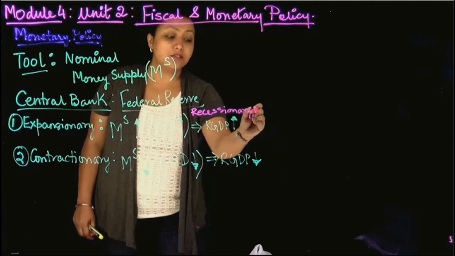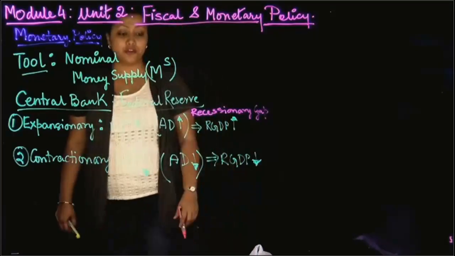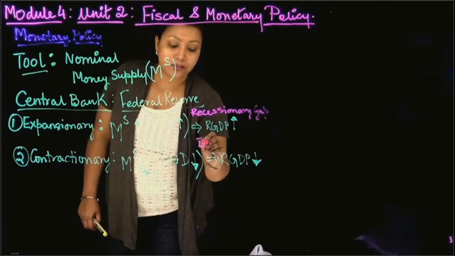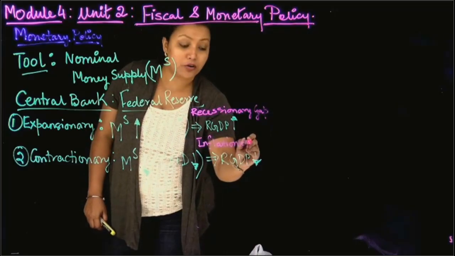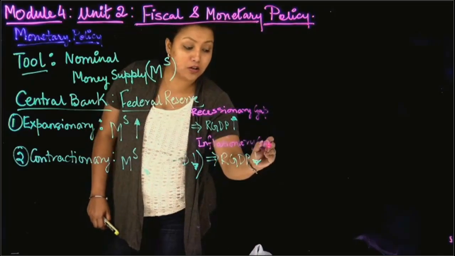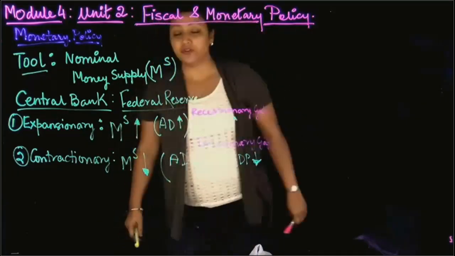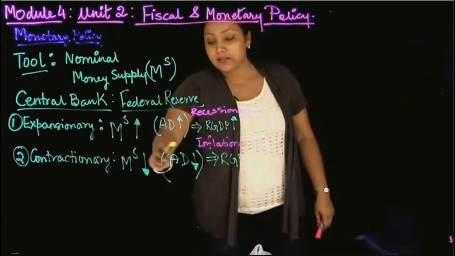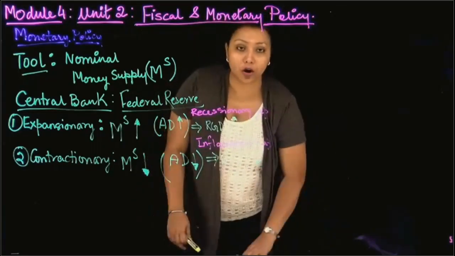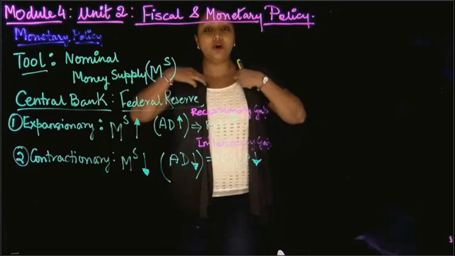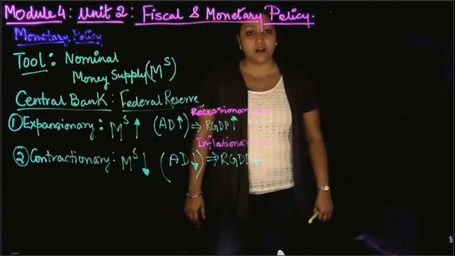So whenever there is a recessionary gap, the economy will need an expansionary monetary policy, and whenever there is an inflationary gap, the economy will need a contractionary monetary policy. So whenever there is a recessionary gap, the money supply has to increase, and whenever there is an inflationary gap, the money supply has to decrease for the economy to come back to the long run equilibrium, that is on the vertical long run aggregate supply curve.